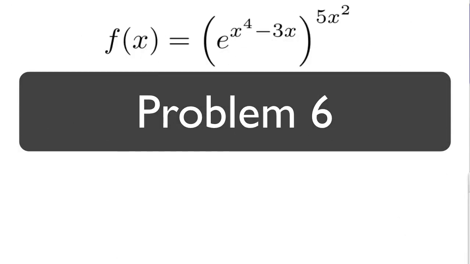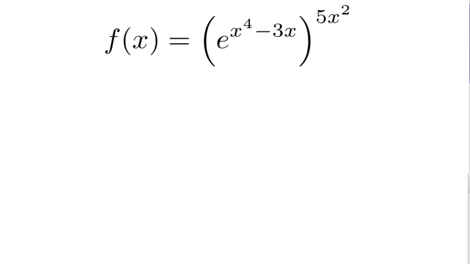So for the derivative of this function, you might be thinking, oh, that's easy. It's just e, so the derivative is just itself. But really, it's not just the regular exponential. What you have here is a function, e to the x to the fourth minus 3x, and that's being raised to another function. So this is one of the situations that requires logarithmic differentiation. There's no other way to find the derivative of this function than by using logarithmic differentiation.